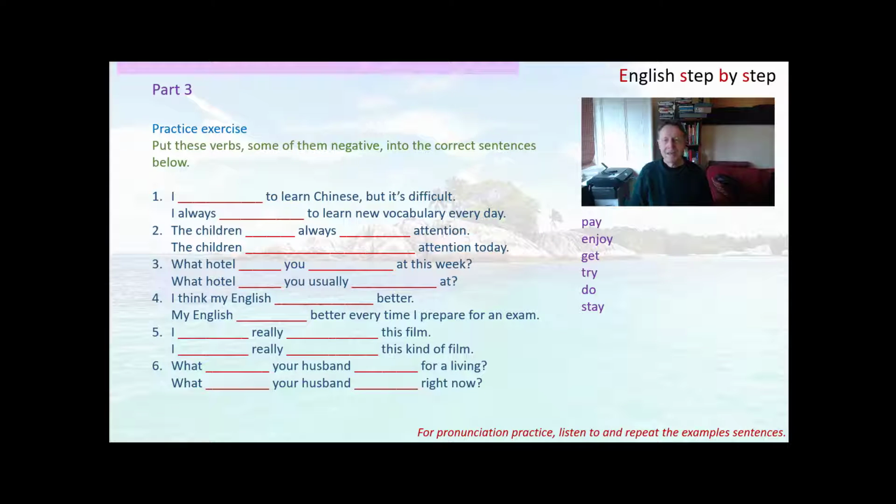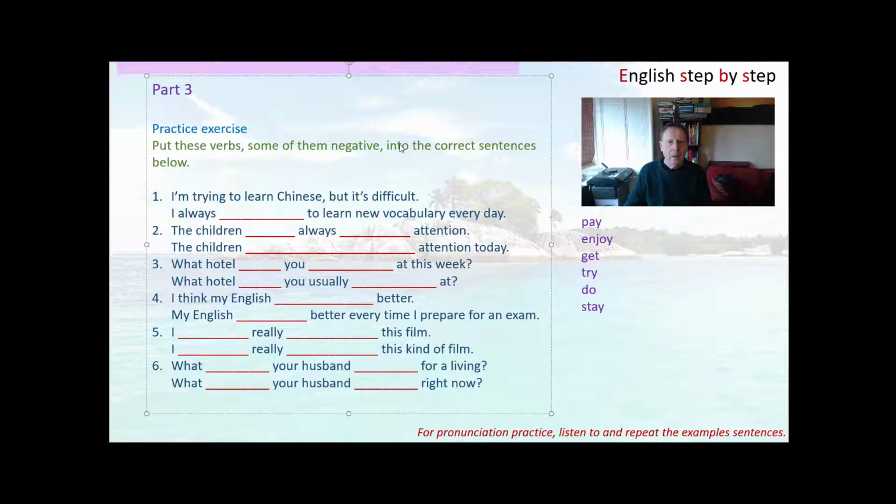So let's go through these sentences and think about why we use present simple and why we use present continuous. Number 1, I something to learn Chinese, but it's difficult. Now this means that it's a process that's ongoing, so it should be continuous. I'm trying to learn Chinese, but it's difficult. And we put the contraction there. I'm trying to learn Chinese, but it's difficult. So in this sentence, we're talking about an activity which is happening currently.